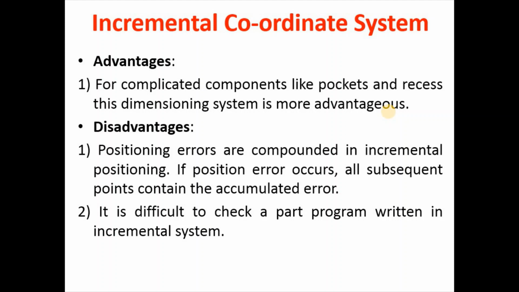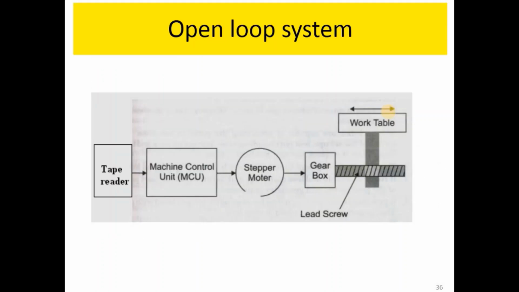So that is one of the disadvantages, and it is difficult to check the part program written in the incremental system. So it will be quite difficult to check at which point we get the error. So we have to check each and every block. So this is overall the absolute and incremental coordinate system. So we'll move towards the open loop system.